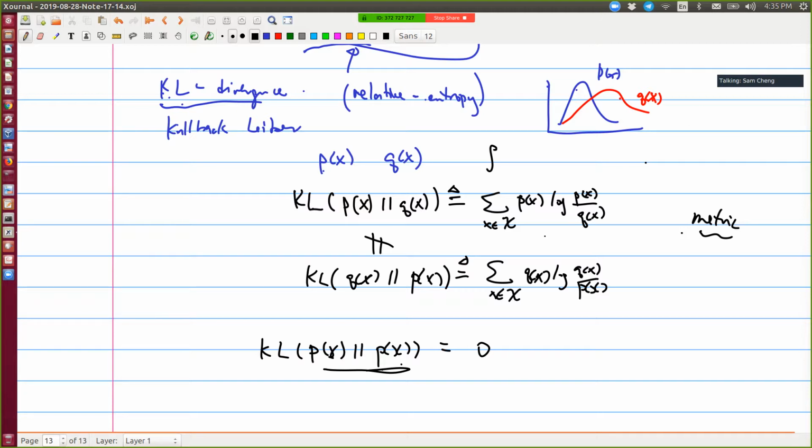And also, for this to have some kind of distance meaning, I hope that if P is not equal to Q, if the two distributions are not the same, then the KL-divergence of P(x) and Q(x) should be bigger than 0, something positive. That's what I hope for. Let's show this one.